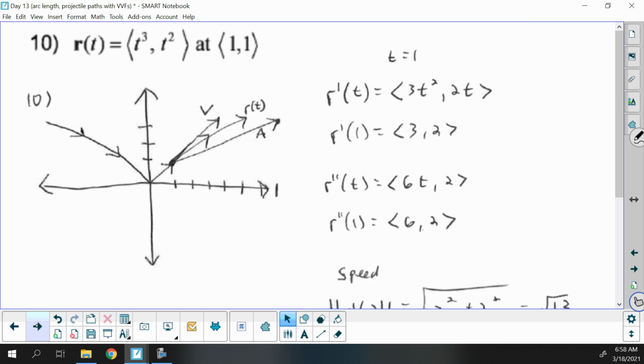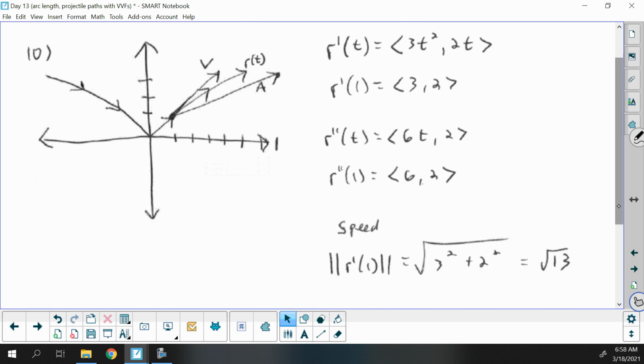In 10, you could graph the original. You've got your derivative function, sub in 1, and that will give us our velocity vector, which is the one labeled v there. Remember, velocity is like if you released off the line at that instant, that's the path you would keep going. And then the acceleration vector is like where you're being pulled. So if you take the second derivative, sub in the ones, we get the 6, 2 for the acceleration vector.